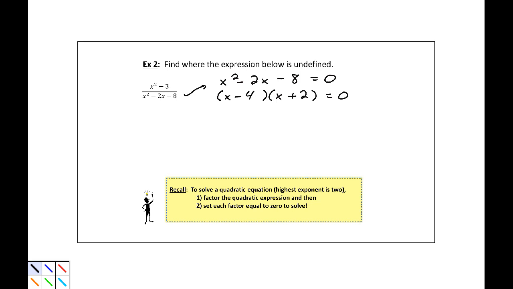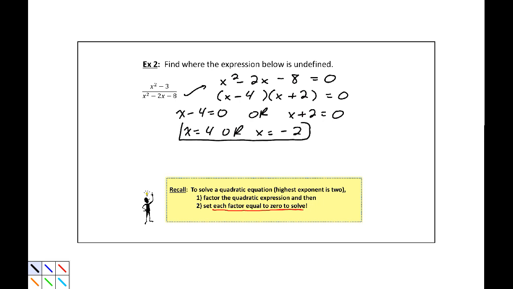Now recall that to solve a quadratic equation, like we have here with an x squared component, we need to factor and then set each factor equal to 0. So we will set each of those equal to 0, x minus 4 equals 0, or x plus 2 equals 0, which means that x equals 4, or x equals negative 2. And our expression is undefined when x takes on the value of 4 or negative 2.